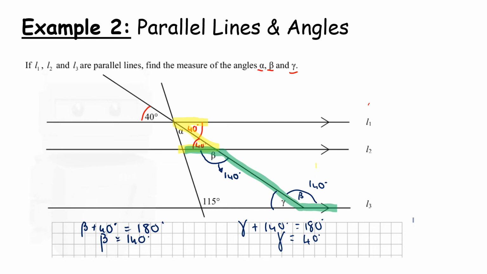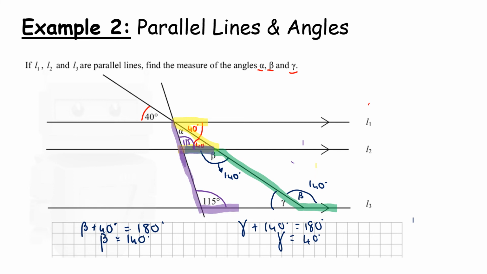So the only one I haven't worked out so far is my alpha. So let's go back to that. I'm going to change colours again. I'm going to work with 115 because I haven't done anything with that yet. And I'm going to use the fact that I actually have an F. Now, my F is upside down, yes, but it is still an F, which means I have a corresponding angle here. So that's 115 degrees.